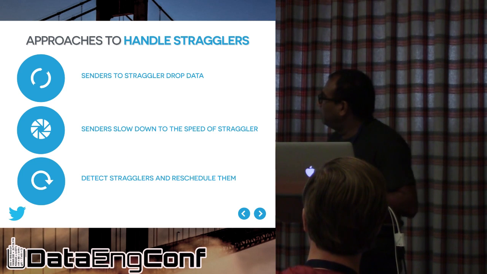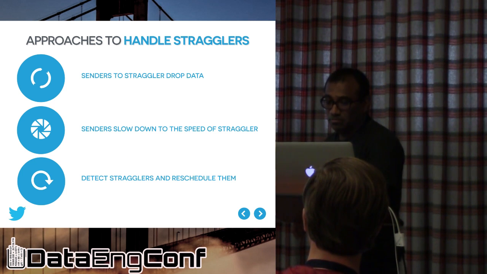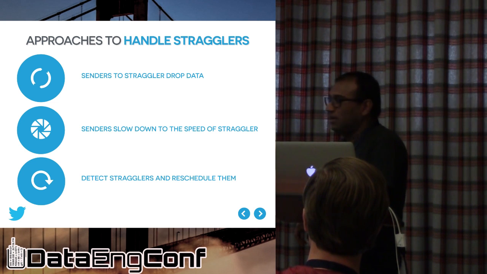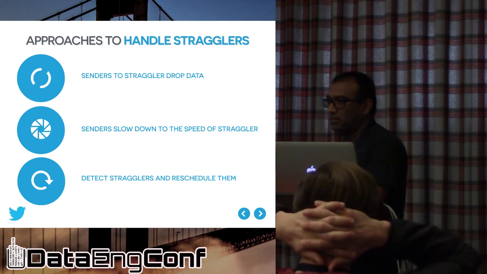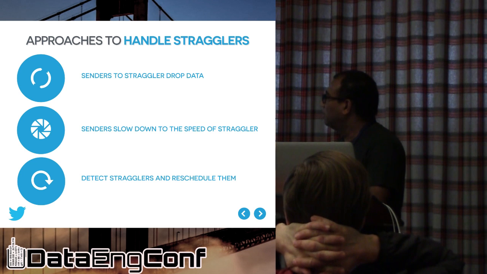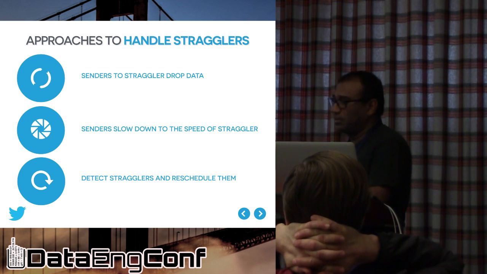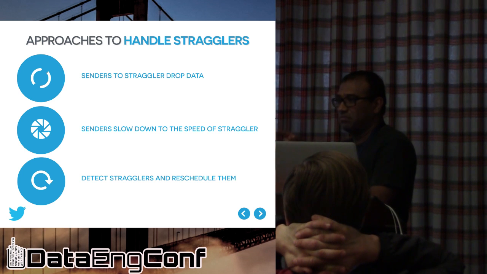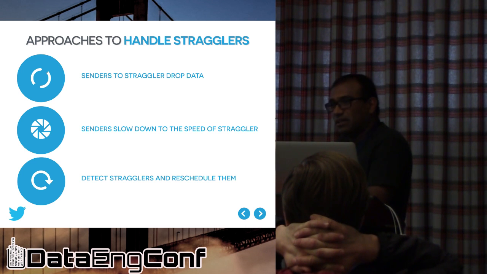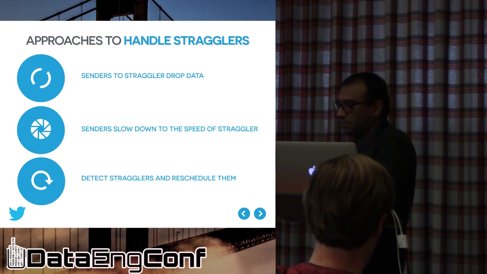So what are the approaches that we use in order to handle stragglers? There are multiple approaches that you can think of. One is, whoever is sending to a straggler, just find that that guy is going slow and just drop the data. That's one very simple method, but it has its own pros and cons. The second is to slow down to the speed of the straggler. In other words, I'm sending to the guy, he's slow, so I will also slow down. Then automatically the guy who's sending to me will also slow down, so it propagates continuously. The third is to detect stragglers and reschedule them. These are the potential possibilities.